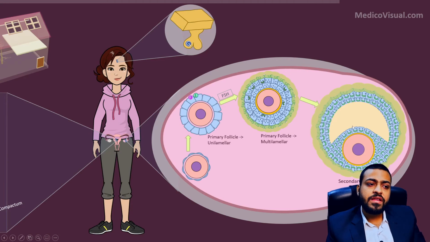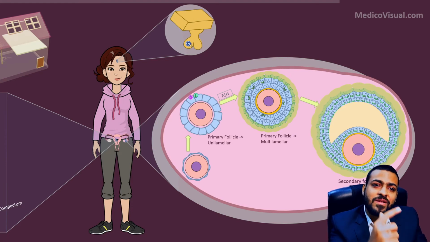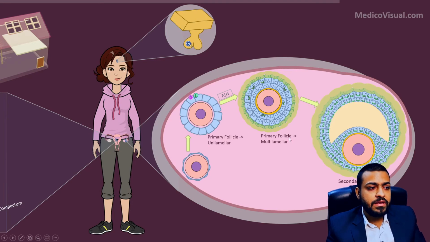But inside this secondary follicle, the oocyte that is present is still a primary oocyte, still arrested in prophase 1 of meiosis 1, specifically in the diplotene stage. Now here something important I should mention, that there is some discrepancy in the naming scheme.